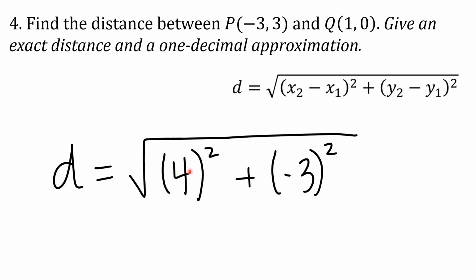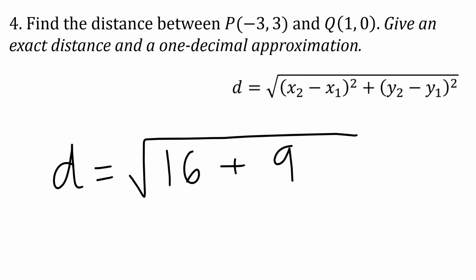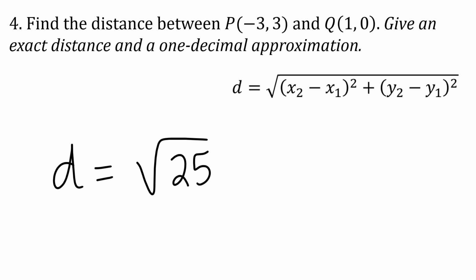All right, 4 squared, that's 4 times 4, which is 16. -3 squared, that's -3 times -3, which is 9. All right, so square root of 16 plus 9. 16 plus 9 is 25. Square root of 25, that's a perfect square. 25 is a perfect square because 5 times 5 is 25. All right, so the square root of 25 is 5.